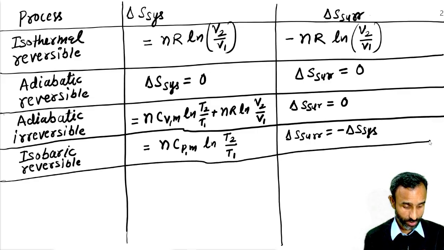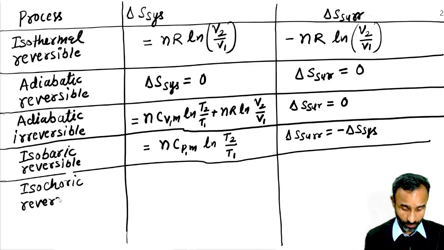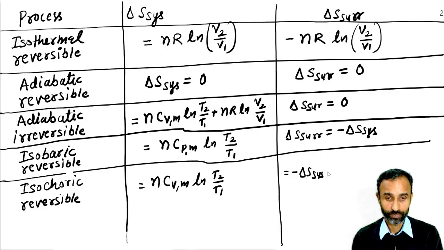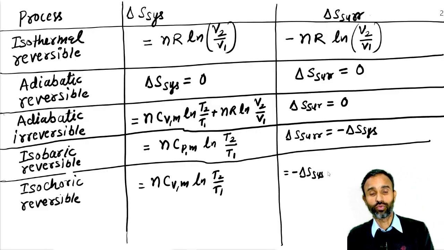Now next is isochoric reversible. What do you mean by isochoric? Okay, isochoric means constant volume. So now it becomes n Cv,m natural log of T2 by T1, and it is again minus delta S system. So that you have to remember.